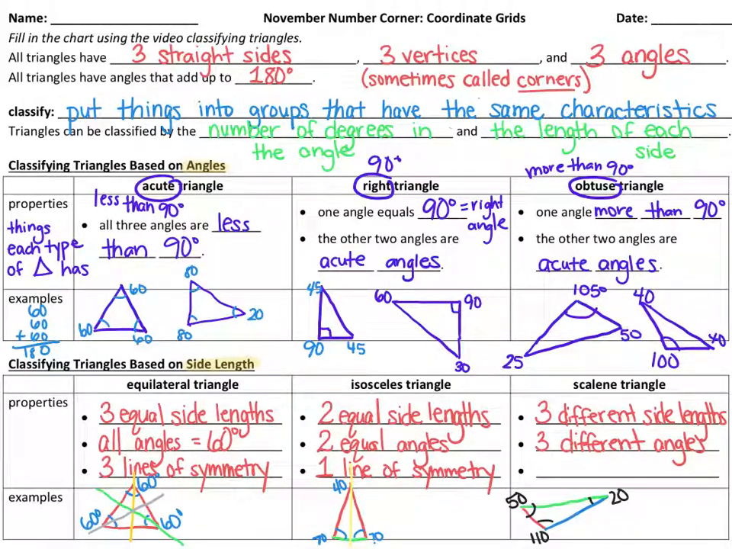And the last thing about scalene triangles is that there is no line of symmetry. Finish filling out this worksheet and you're finished.